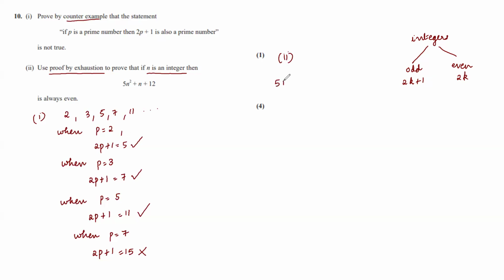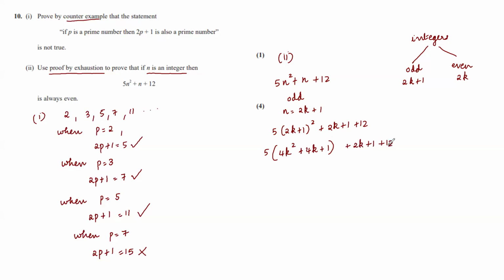The equation given is 5n square plus n plus 12. Let's take the case for odd. n is 2k plus 1. So 5 into, instead of n, 2k plus 1 the whole square. Wherever we have n, you just replace it with 2k plus 1, plus 12. This is what, 5 into 2k plus 1 the whole square is 4k square plus 2 into 2k, that is 4k, plus 1, plus 2k plus 1 plus 12.